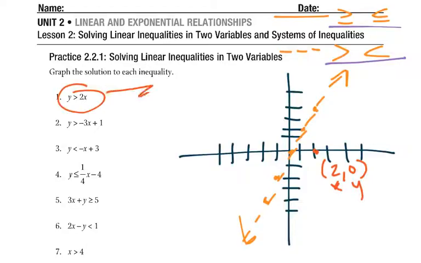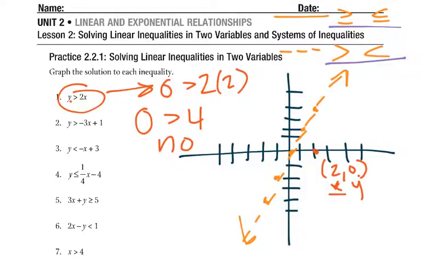Take your inequality and replace the y value with your y value, 0. Greater than 2 times x value, 2. And then simplify. 0. 2 times 2 is 4. And then ask, is 0 greater than 4? The answer obviously is no. That means this part isn't an answer. So you cannot shade that side, because that's not part of your answer.